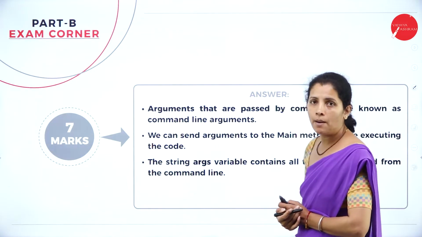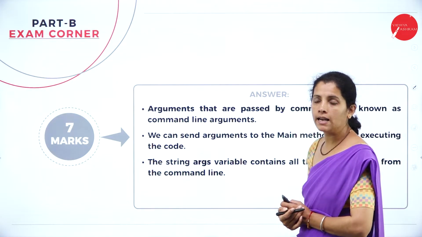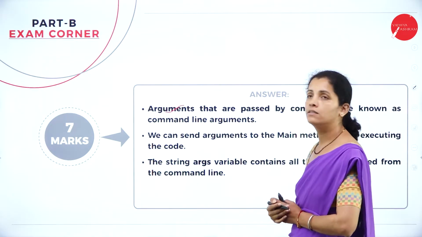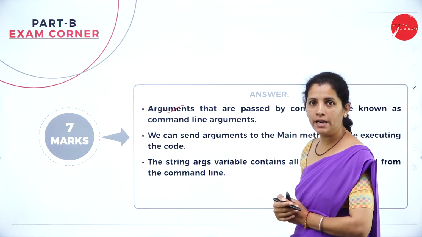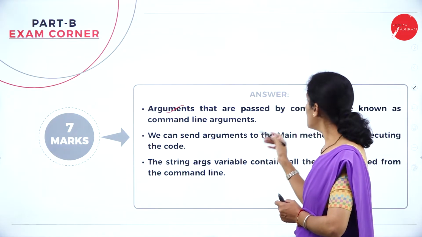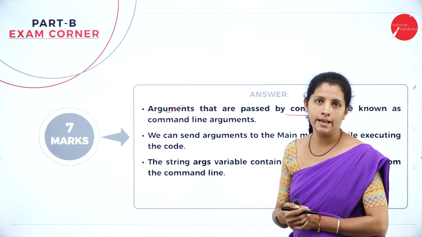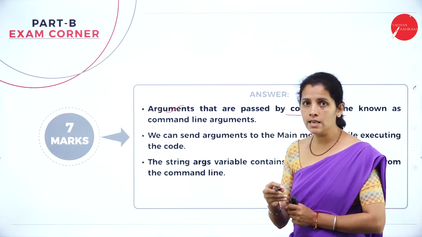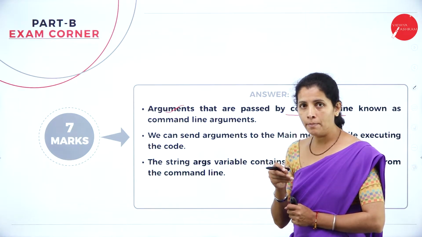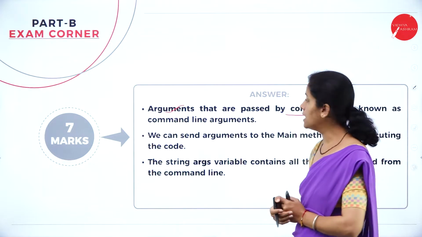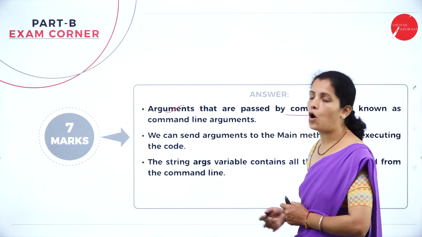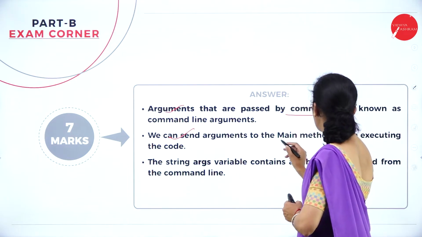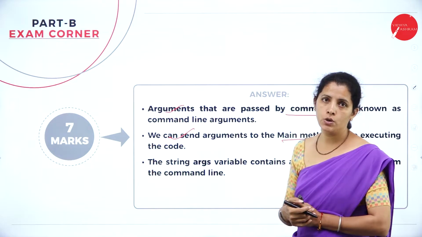Now, what is command line argument? Before that, let me explain what is argument. Arguments are nothing but the parameters that are passed by command line. So, dear student, if I am going to pass the argument or parameter through the command line, then it is known as command line argument. We can send argument into the main method while executing the code.